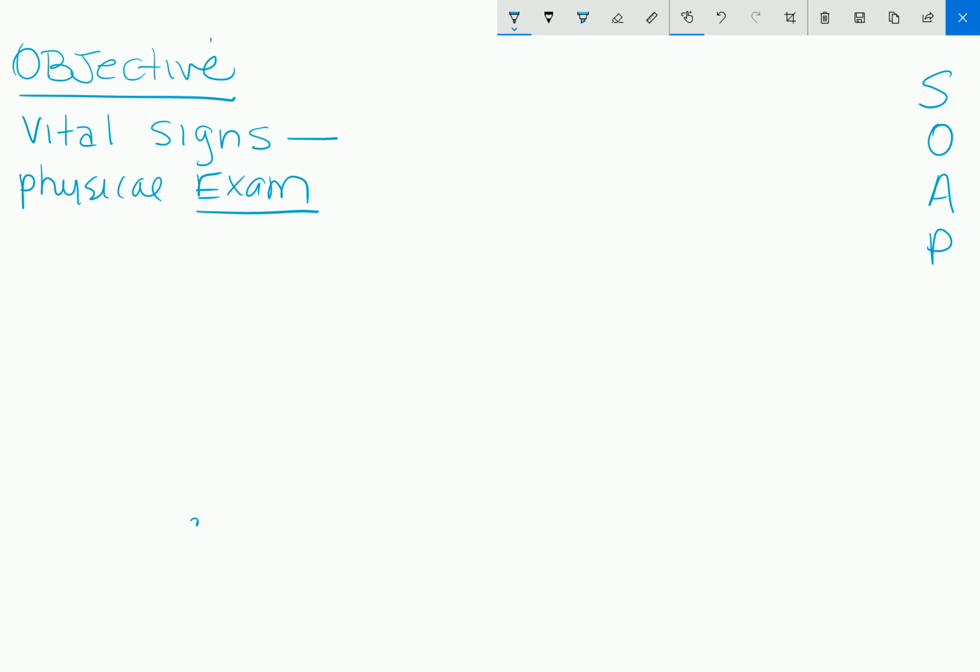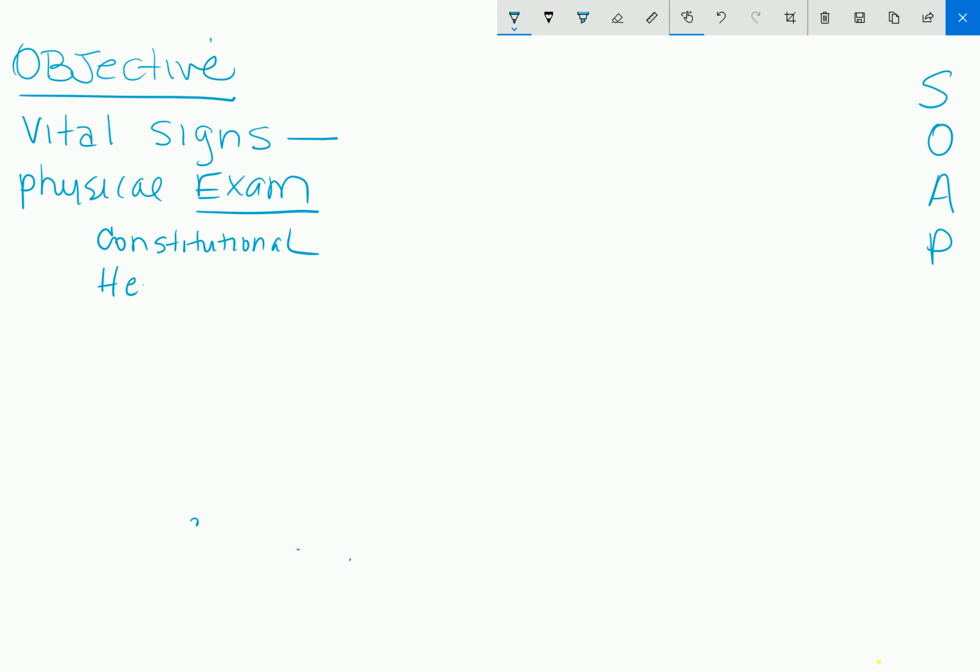Certain things I'm always going to document on: the patient is awake or alert. Is the patient sleepy? If it's a child, are they crying? So the level of consciousness is something that I'm always going to document on all of my patients. And that's considered constitutional. So constitutional is something I always document on.